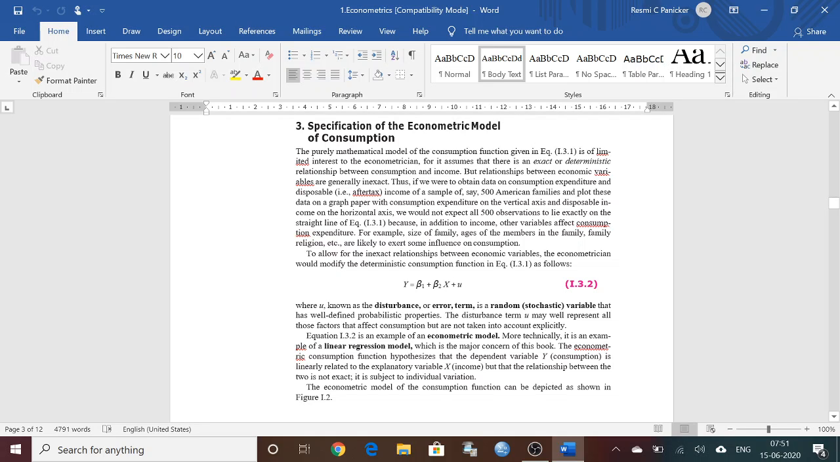In the mathematical model, you can see the exact relationship. You cannot represent the other variables which can affect consumption behavior, right? It is a quantitative analysis. You can always represent quantitative analysis in a mathematical model. But in the econometric model, there are some other qualitative variables and a number of other factors responsible for the consumption decision. That's why we included one more term, that is the error term, right?